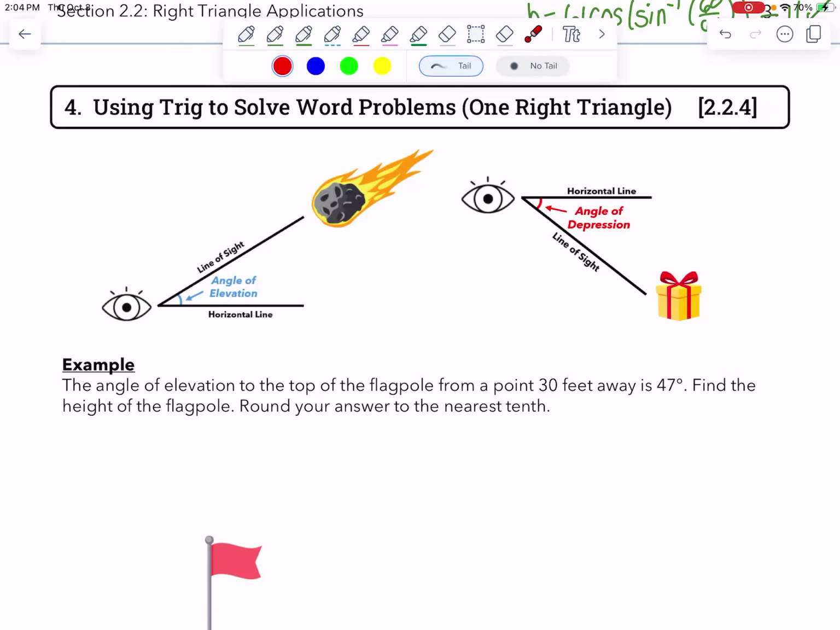Using trig to solve word problems with one right triangle. All right, so we're going to do some word problems now. I promised that in the first video, and here we are, word problem time.